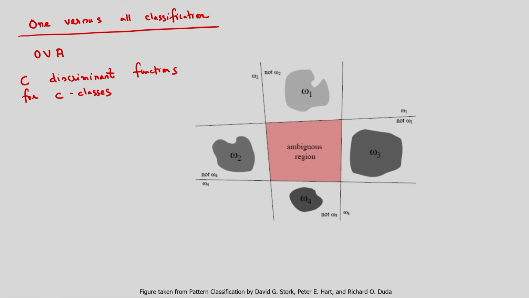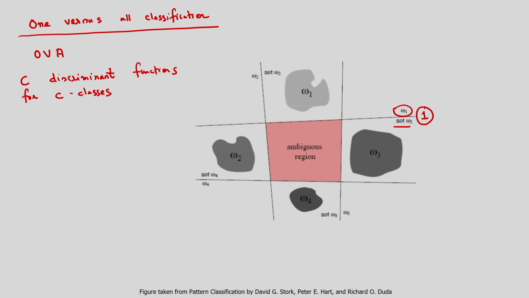So this ith discriminant function generates a decision boundary between the class i and the other C minus 1 classes. In this figure, if I consider the class omega 1 versus all, I can consider the decision boundary 1. On one side it is omega 1 and on the other side it is not omega 1, that means other classes.